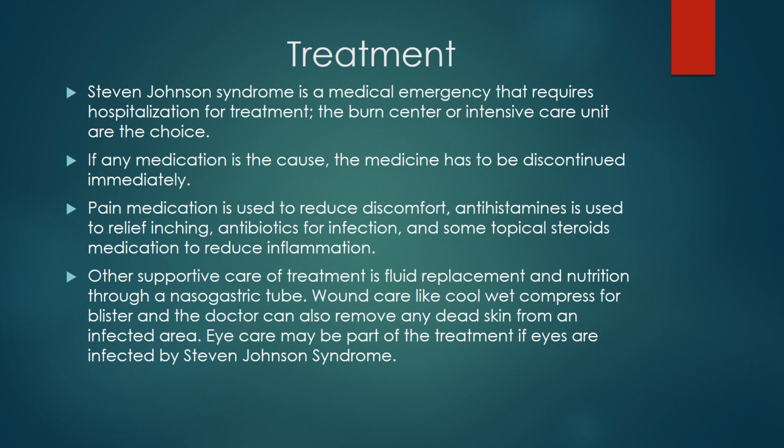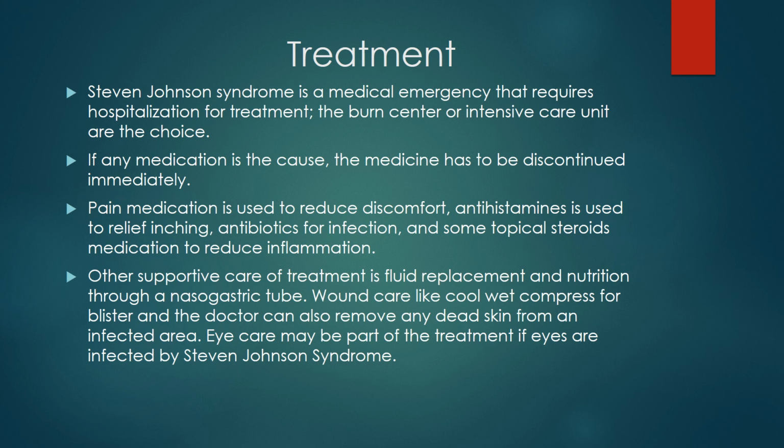There are several types of treatment usually for Stevens-Johnson syndrome. It's a medical emergency, and the patient needs to be in a burn center or intensive care unit. If a medication is the cause, the medicine has to be discontinued immediately. Pain medication is used to reduce discomfort. Antihistamine is used to relieve itching, antibiotics for infection, and some topical steroid medication to reduce the inflammation.